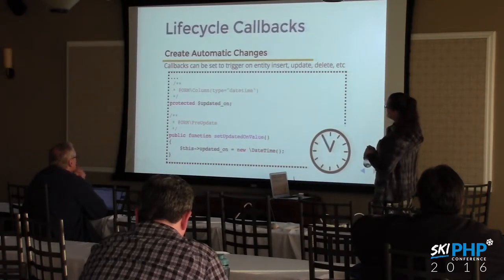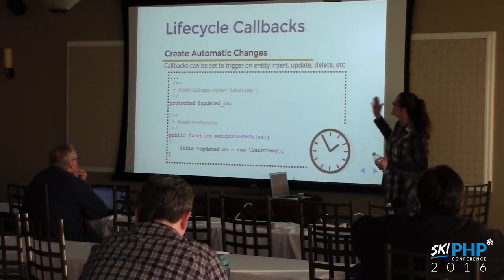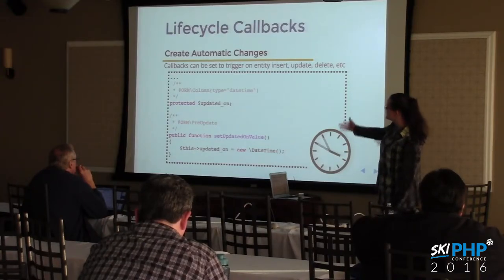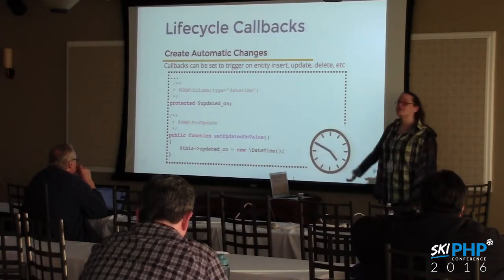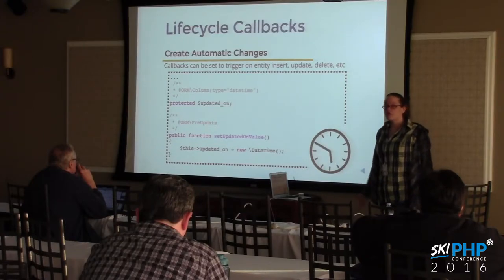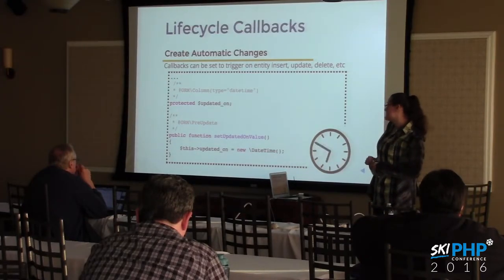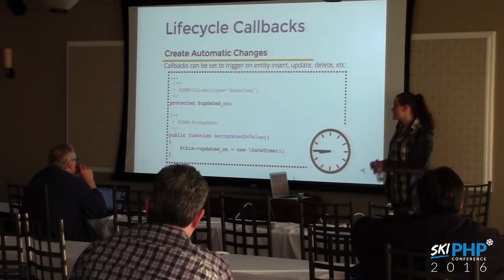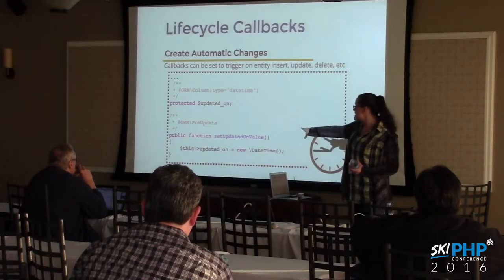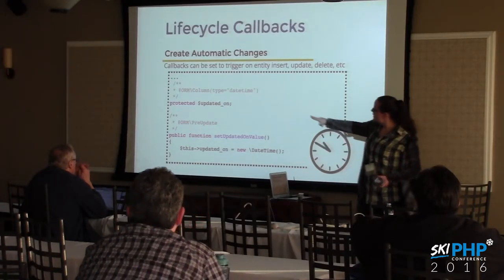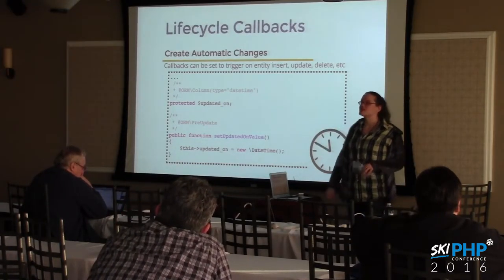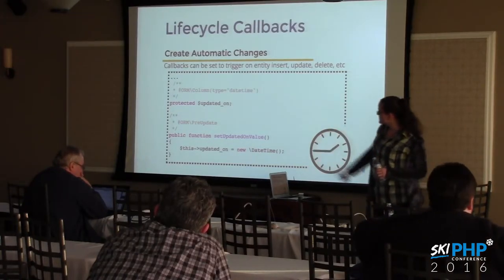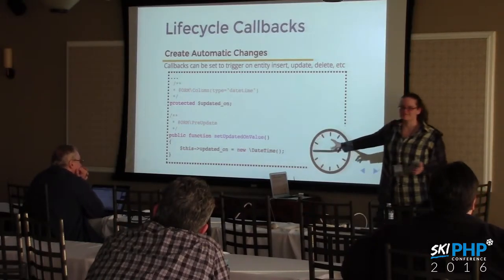Okay. So they can be set to trigger on insert, update, delete, or other things that happen with entities. For example, say you have an updated on value for a record. You don't want to enter that by hand every time. So maybe instead you can set update on value, and you see the ORM annotation says pre-update, so every time it's about to update, it's going to run this function, which is going to set updated on to a new date time.